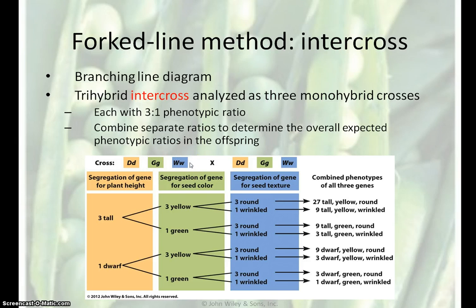Now, if we think about these heterozygous individuals, if you were to cross an individual heterozygous for this trait with an individual heterozygous for that trait, and only look at this trait, what you would expect is a 3-to-1 phenotypic ratio. And we know that from Mendel's monohybrid crosses. So what we can do with this forked line method is simply treat each of these 3 as 3 different monohybrid crosses, and look at that in order to determine the overall expected phenotypic ratios in the offspring.